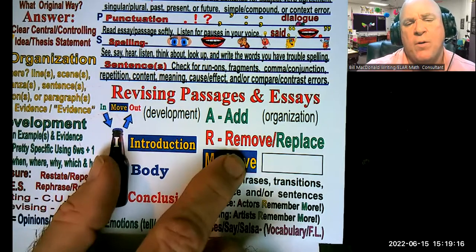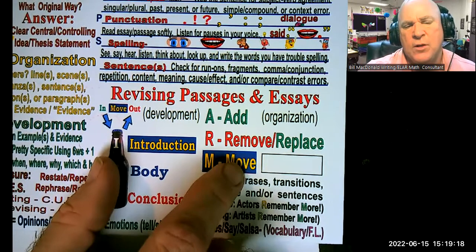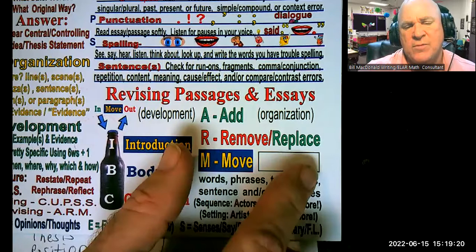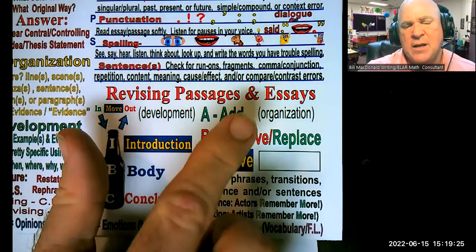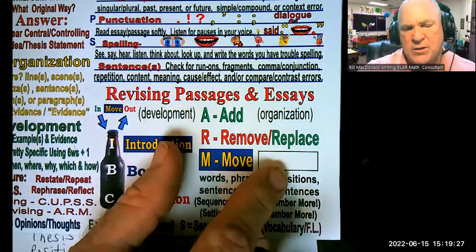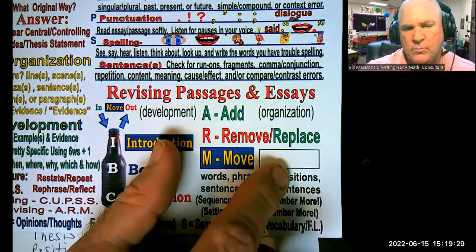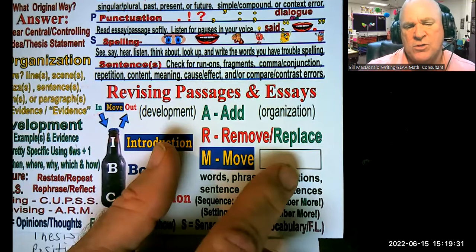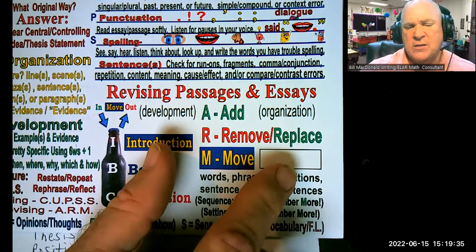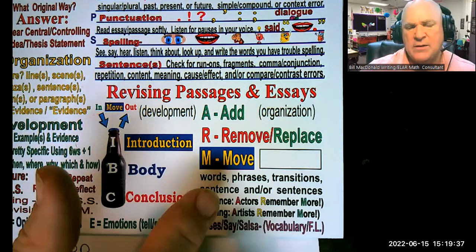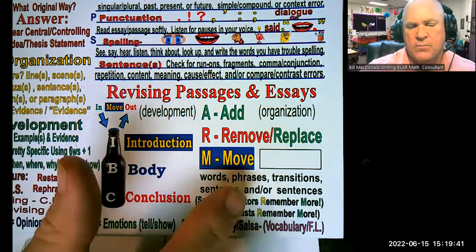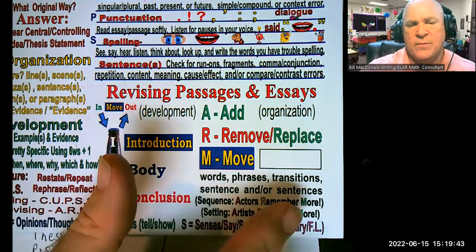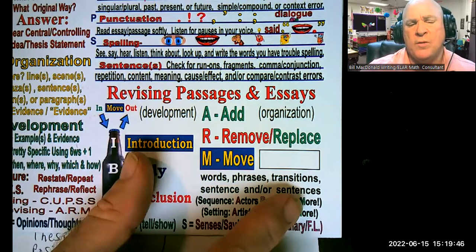Or if they give you a box sentence in a passage, you're going to get two passages of revising. If they give you a box sentence, what they're going to do is say, whatever's inside this box, usually a sentence, we want you to add it somewhere. So you're either going to add a word, a phrase, a transition, a sentence, and or sentences because of the moving part.